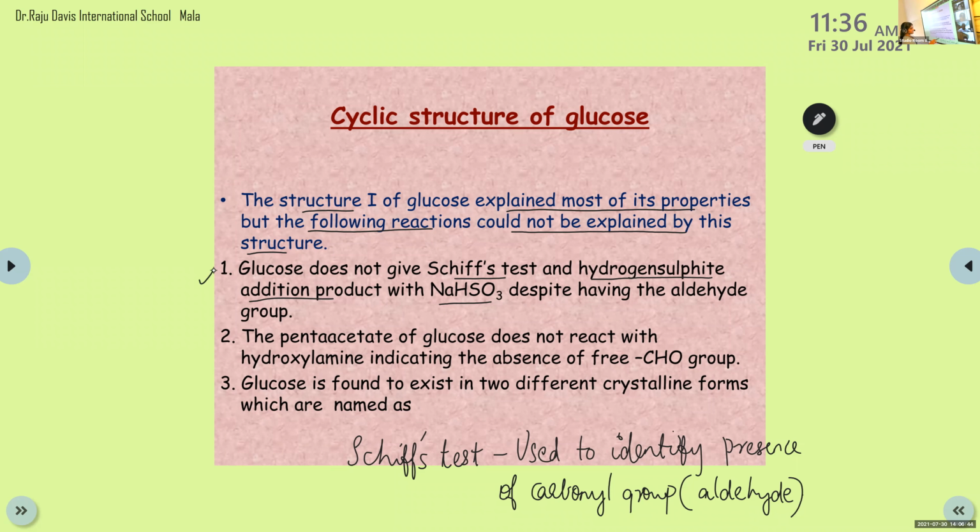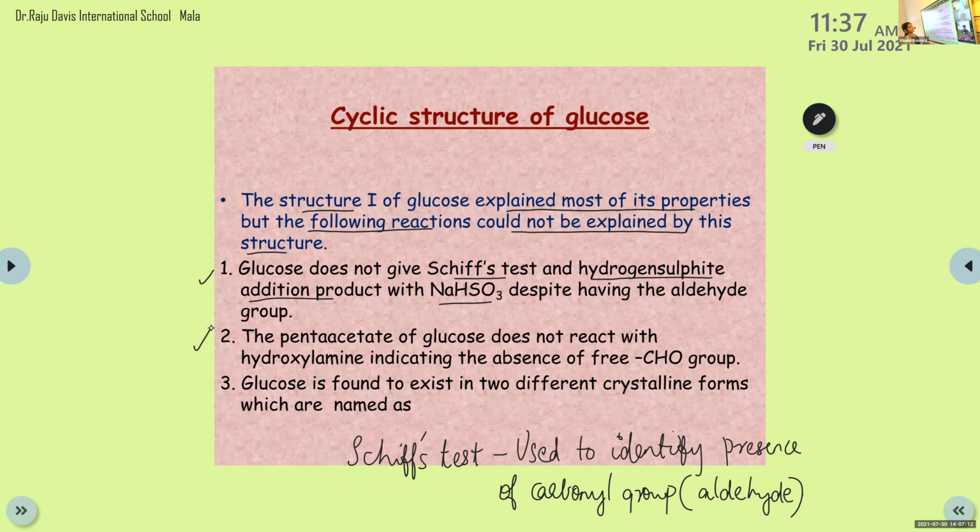Yes, Schiff's test is used to identify the presence of the carbonyl group, that is, aldehyde. It's one of the carbonyl groups. And aldehyde is present in the structure of glucose, but it will not give a positive result for this Schiff's test. That means there is some issue with the structure of glucose, right? That means it is not considered a straight chain. That's the main reason.